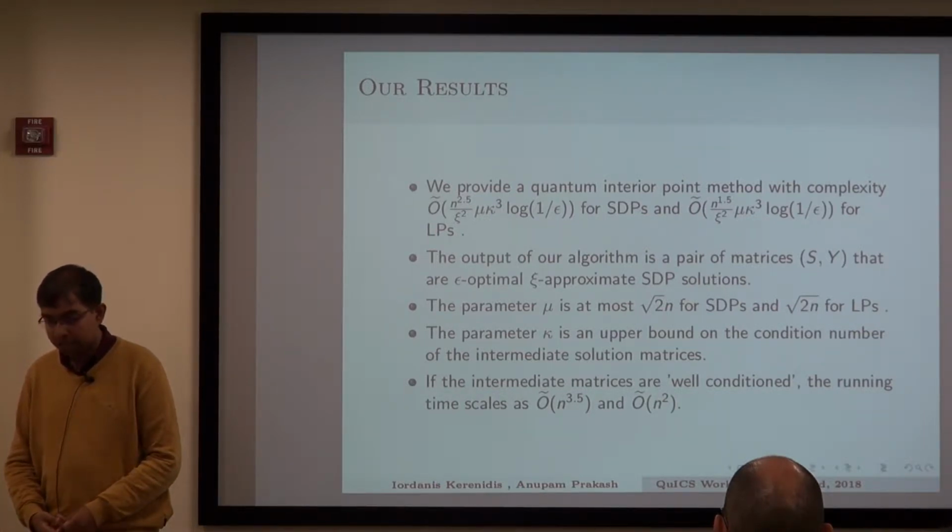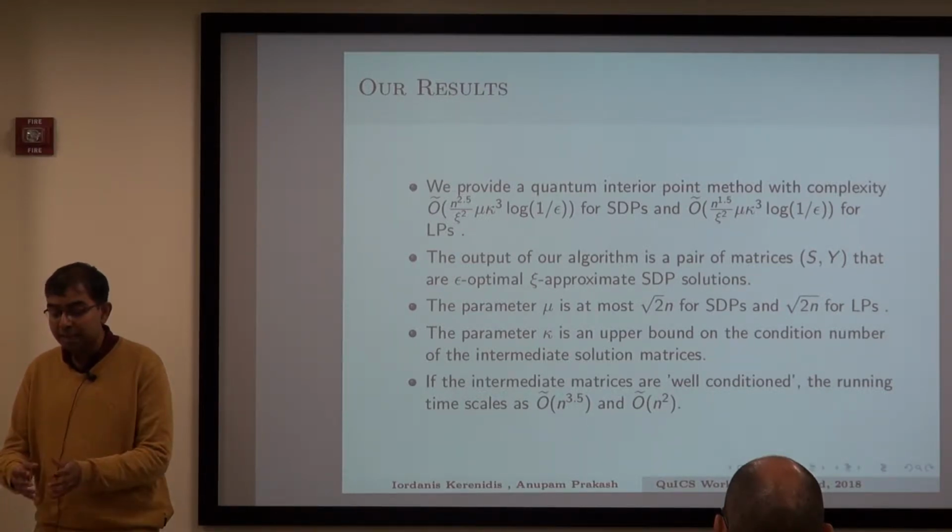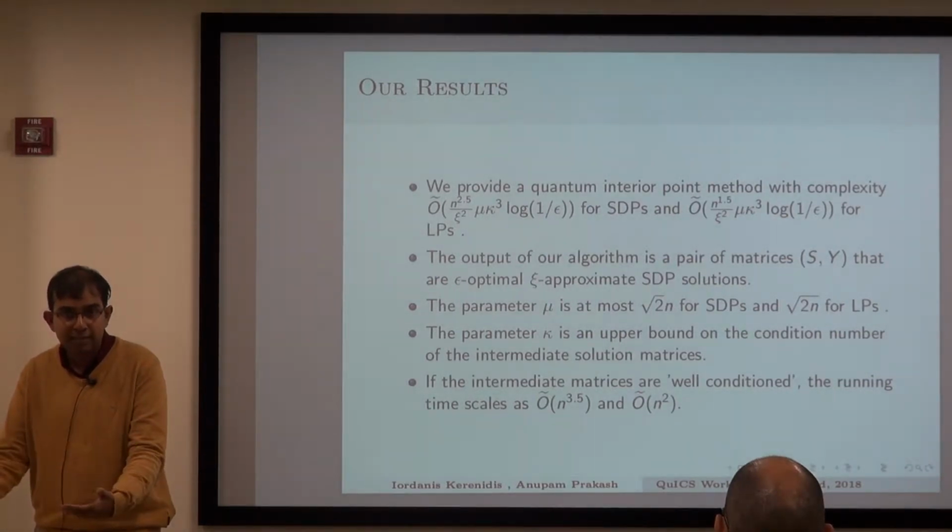What is xi approximate? Have you defined it? I forgot, or not yet? Xi approximate solution, what does it mean? Yes, it means that you have the SDP constraints like S belongs to L minus B. I will give you an S that belongs to L minus B prime, and the norm of B minus B prime would be bounded by xi.